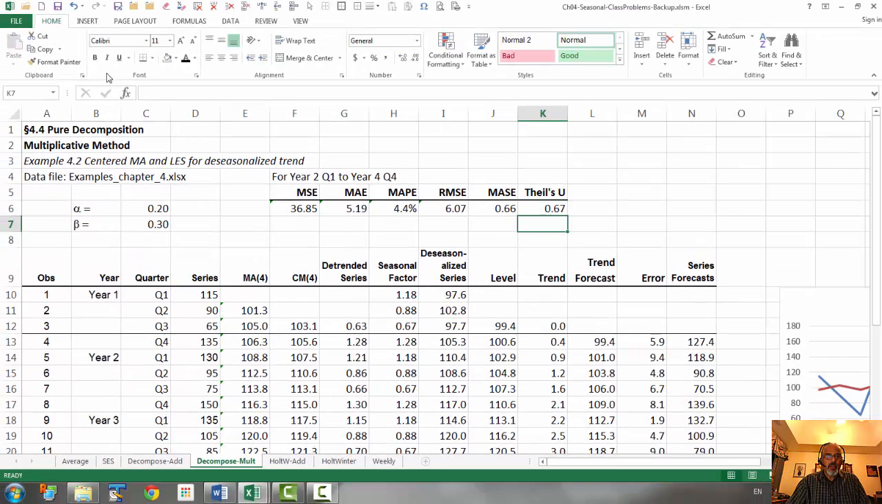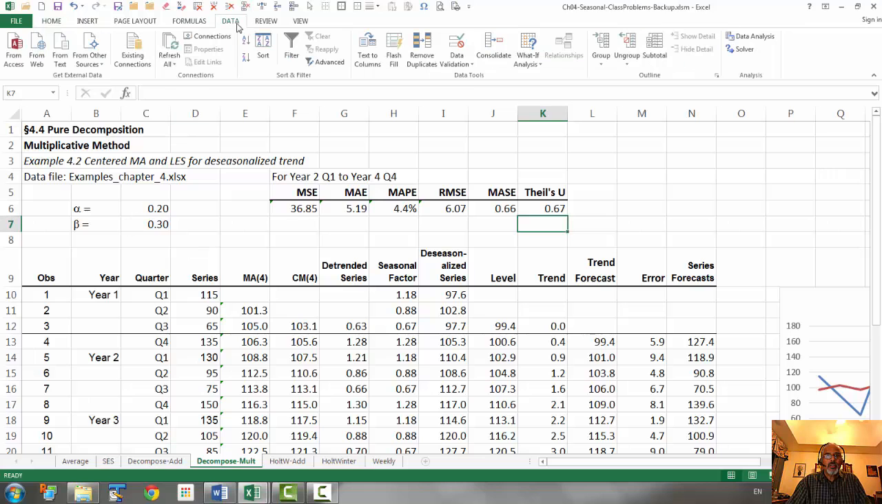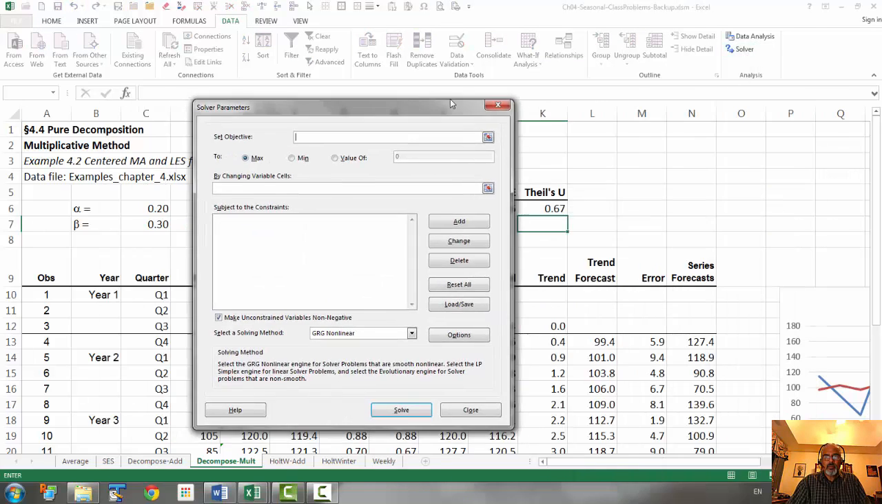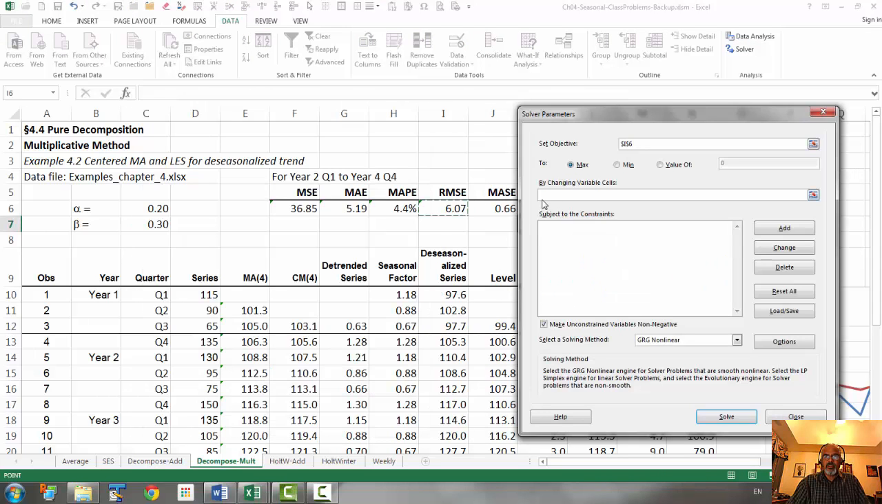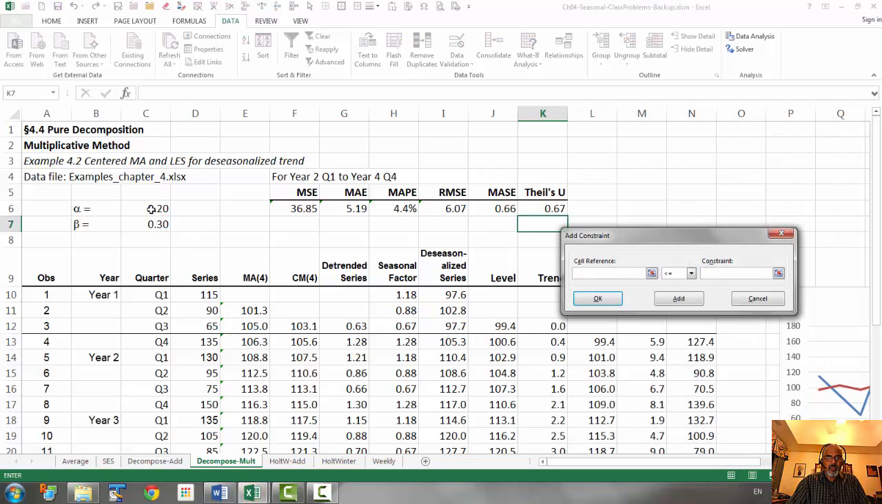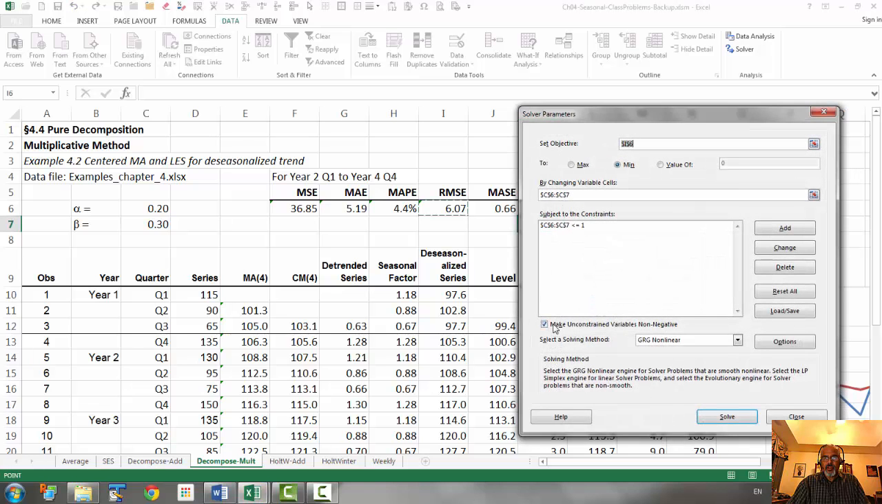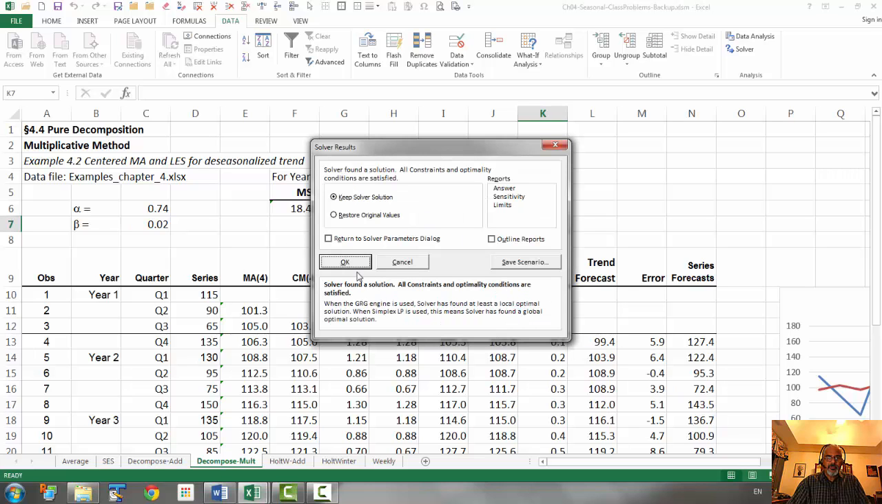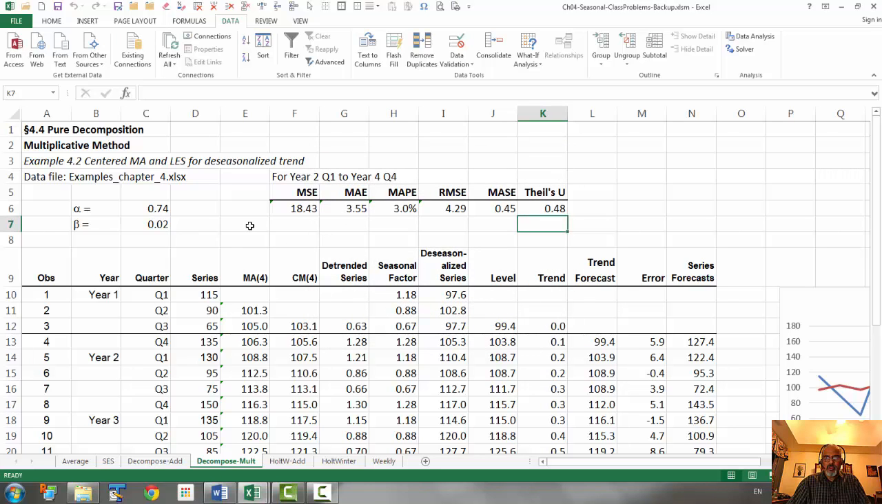Okay. So now we are ready to run Data Solver. So let's assume we're going to minimize RMSE. So we're going to minimize that, by changing alpha and beta, and we want to keep alpha and beta less than or equal to 1. Non-negative, GRG nonlinear, solve, and we have the final results.